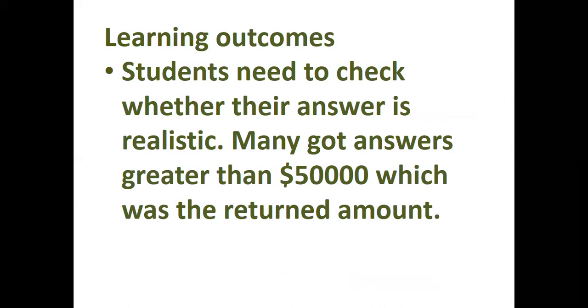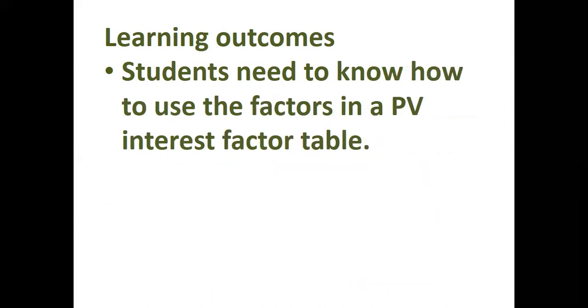What are the learning outcomes for this? Well, I think the students need to check whether their answer is realistic. Many of these students had answers which are greater than $50,000, which, if you just took what they were getting back each year, was $50,000. There's not too many people, I don't think, that would be wanting to put in more money to start with and only get $50,000 back at the end of it. So they need to look at the realistic nature of their answer.